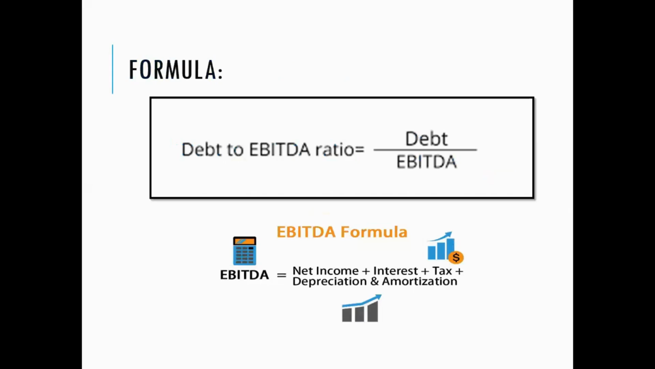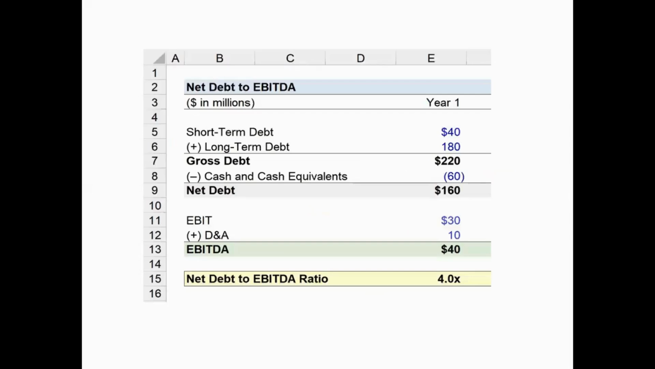Debt to EBITDA ratio equals debt divided by EBITDA. How do we calculate EBITDA? The EBITDA formula is net income plus interest plus tax plus depreciation and amortization. Here is how we calculate the debt to EBITDA ratio in Excel.